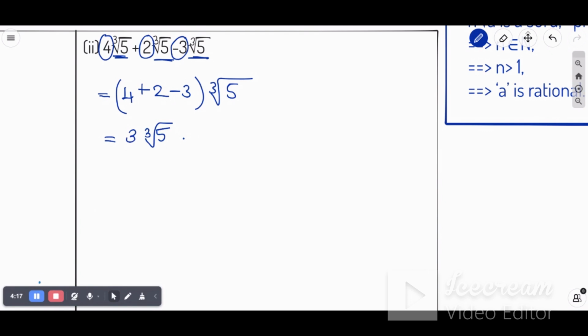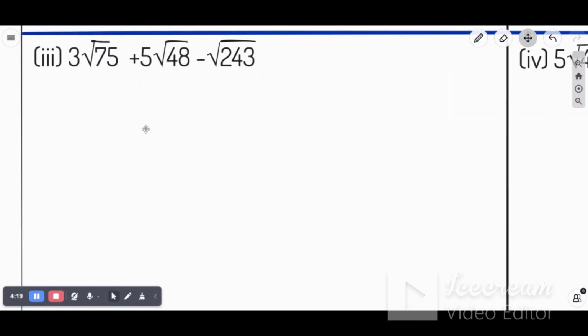So let us move on to the next one. If you see here, this is a little different: 3 root 75, then 5 root 48 and then you have root 243. If you could see, your surds are not the same. It is 75, 48 and 243. You can't do any operations without making the surds equal. So in order to do that, let's simplify the numbers in the surds.